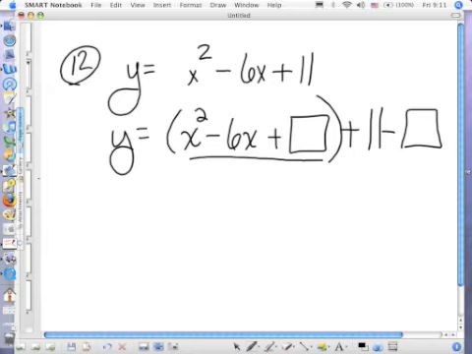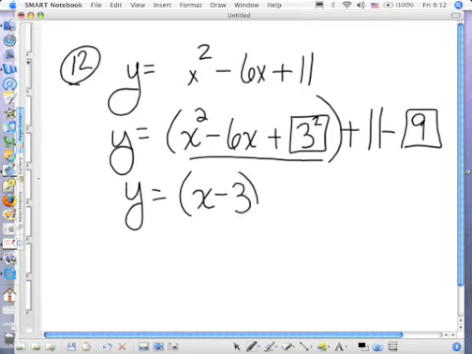Well, what number goes in the box? 3 squared. Remember, it's the b term divided by 2, and you square it. Is there something in front that we need to take into consideration here? A 1, but 1 times anything doesn't change it. So, not really. So 3 squared here is 9. And then we factor it. We have x minus 3 squared, and 11 minus 9 is 2. So our equation is now in vertex form.